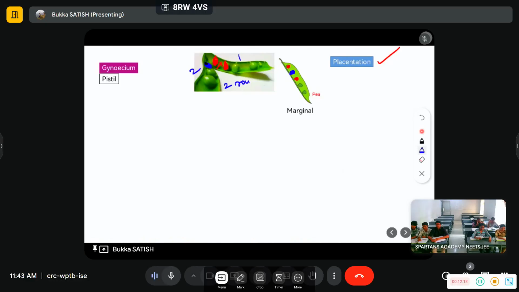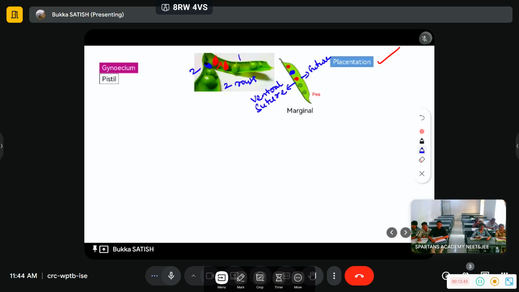If this is the ovary, this is the suture. And this is one suture, this is also a suture. A suture is a place where you can open the ovary. When you try to open the bean or pea, this is where it will open. That is a suture. Right, this is the ventral suture.